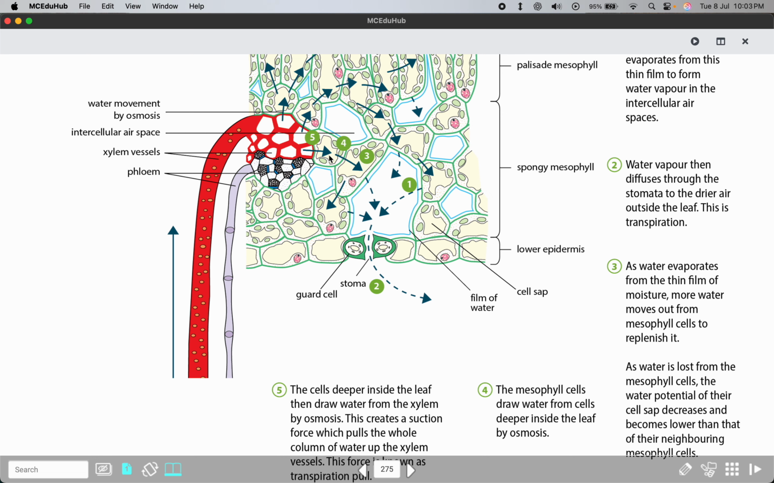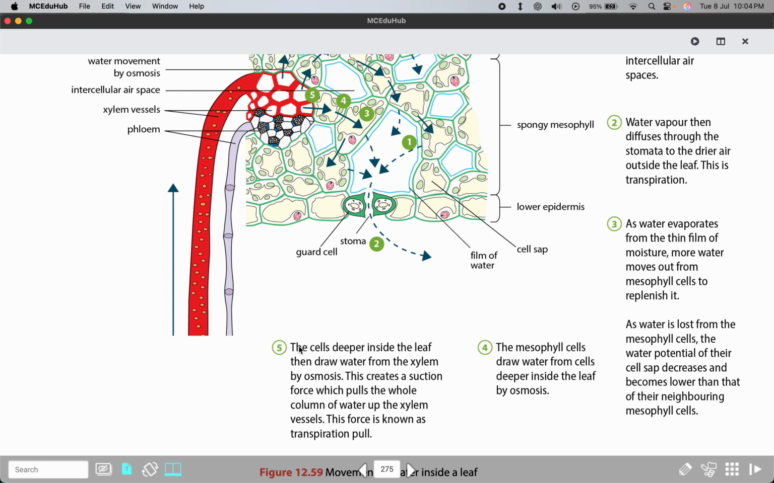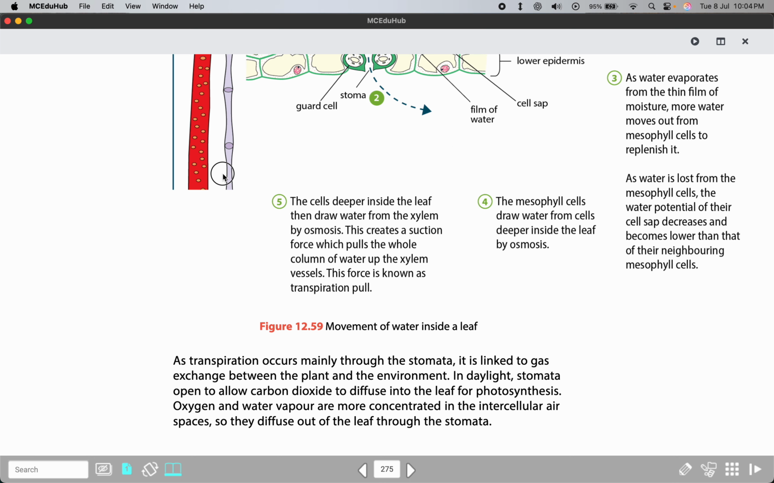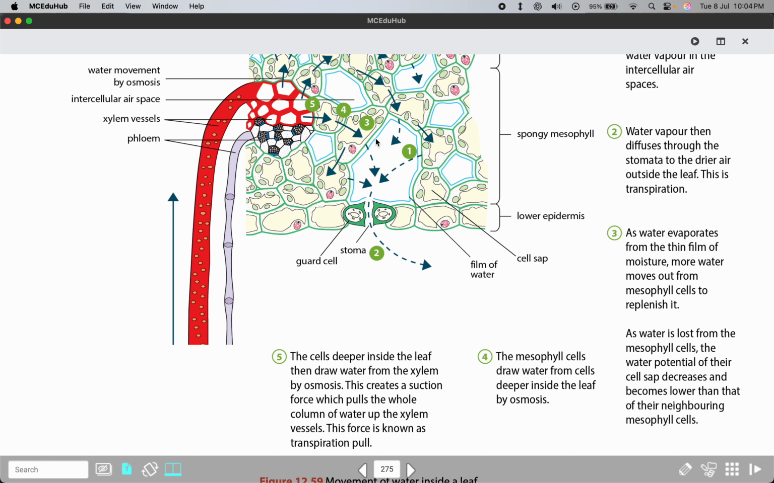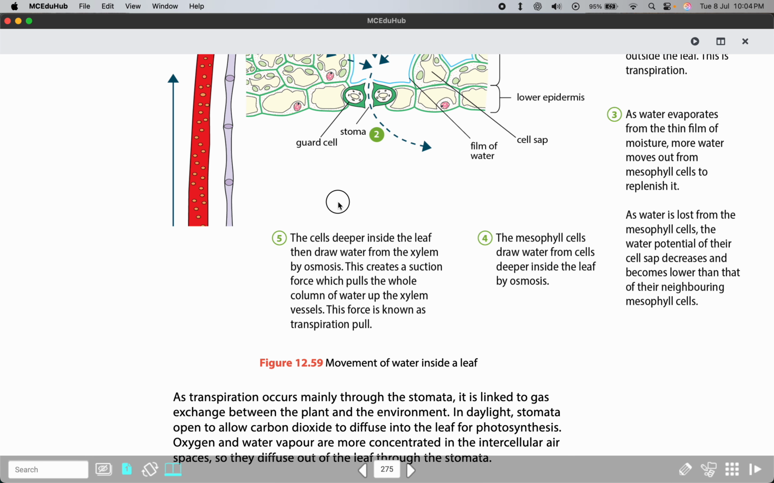This one has low water potential, so the cell behind it has higher water potential, and the water keeps on moving. Then the cell deeper inside the leaf will draw water from the xylem by osmosis. And this actually creates the suction force, which pulls the entire column of water up the xylem vessel. This force is called transpiration pull. And so this process happens again and again until the plant eventually dies.